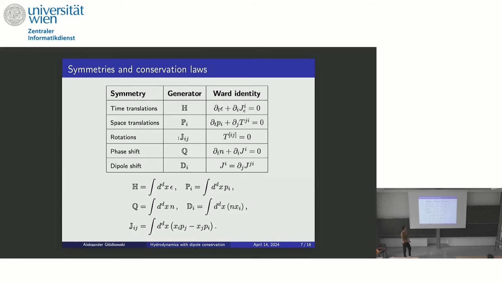Okay, so let's summarize our symmetries and conservation laws that we will incorporate in the hydrodynamics. We have translations in time and space and the respective conservation of energy and momentum. We have rotations. So if you have rotational invariance, that means we can always improve the stress tensor to make it symmetric. And similarly, we have the conservation of charge and dipole that we have already discussed, that in the hydrodynamic regime, it just means that the charge current will be a total gradient of some tensor current.